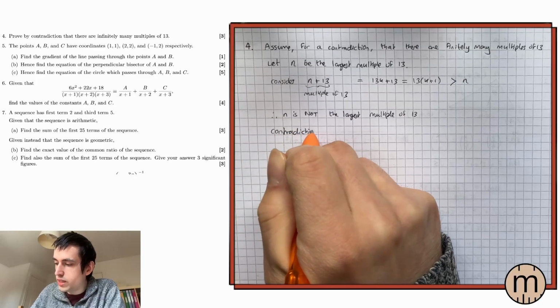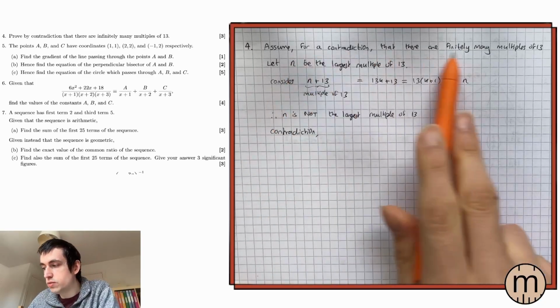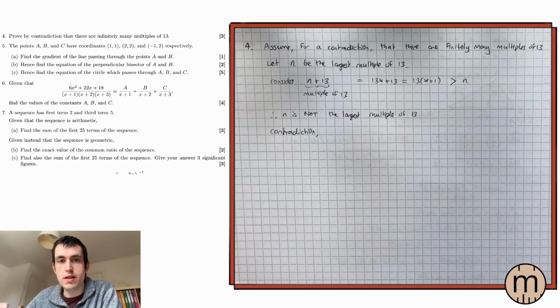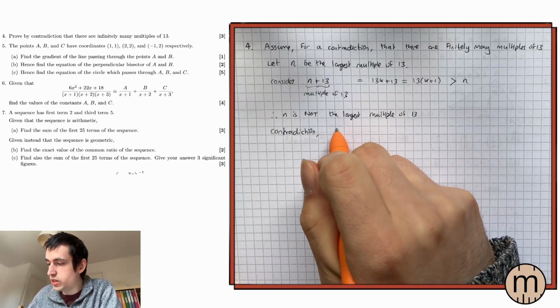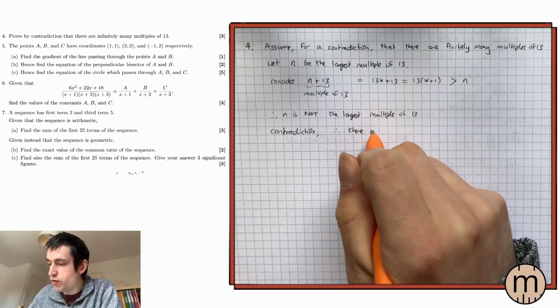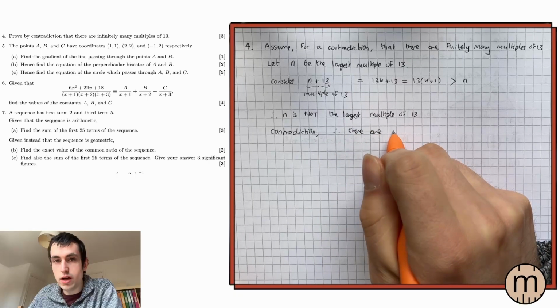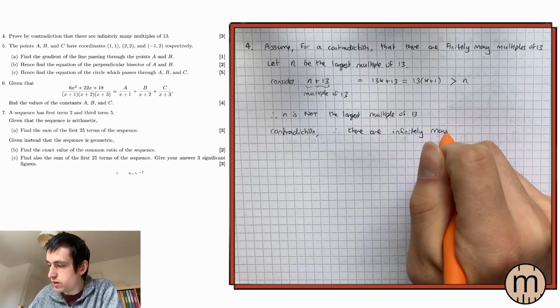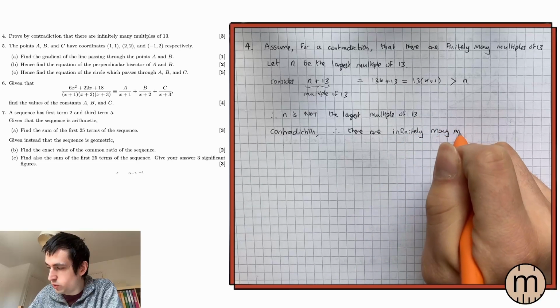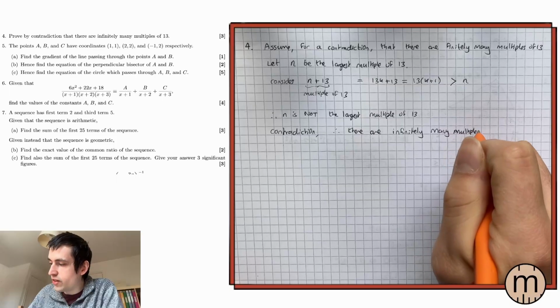And if we've got a contradiction, then it means that the original assumption was wrong, which means that there are actually infinitely many multiples of 13. So contradiction, therefore, rewrite out the question. There are infinitely many multiples, get this right, of 13.